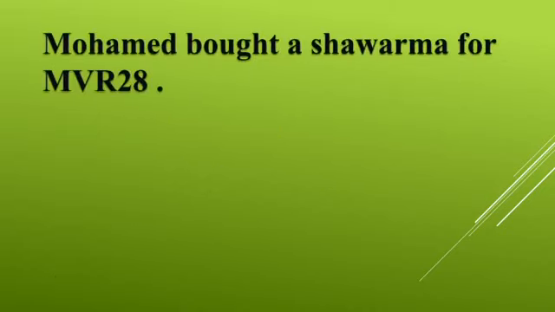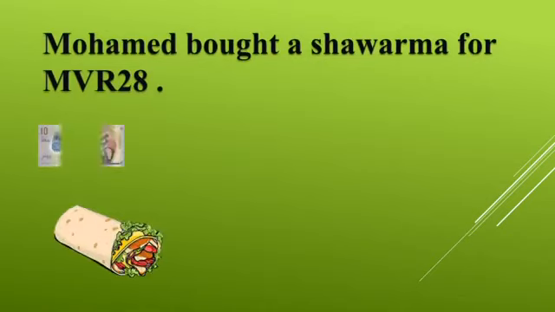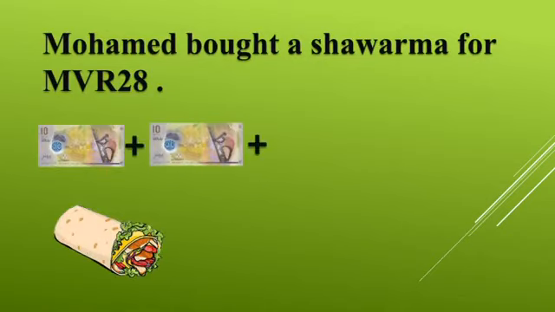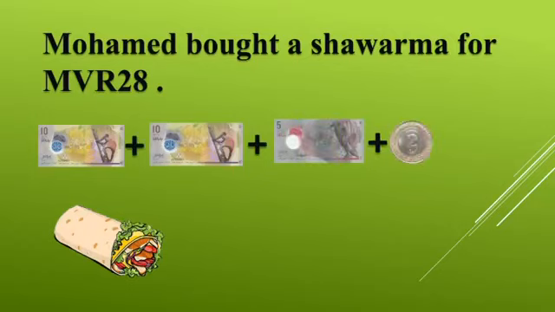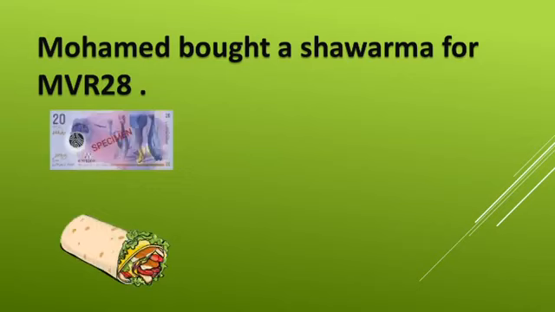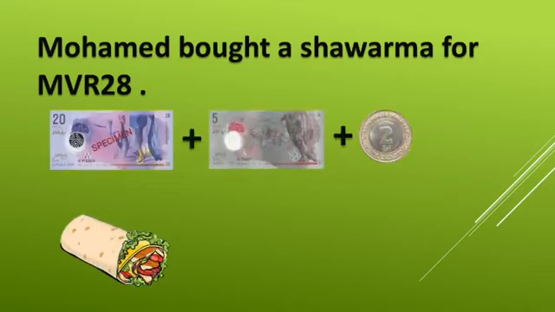And this is the second example. Muhammad bought a shawarma for 28 rupiah. So this time Muhammad gave 2 notes of 10 rupiah, 5 rupiah, 2 rupiah and 1 rupiah to the cashier. So it gives a total of 28 rupiah, right? So this is one way we can partition 28 rupiah. Second way, we can partition 20 rupiah, 5 rupiah, 2 rupiah and 1 rupiah, right?